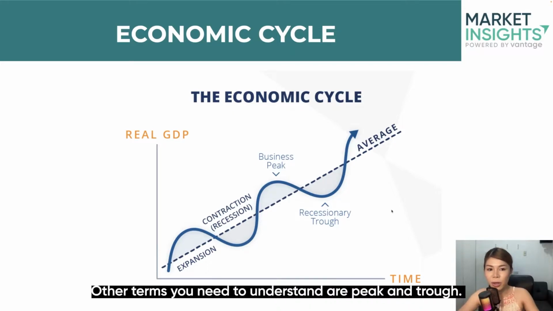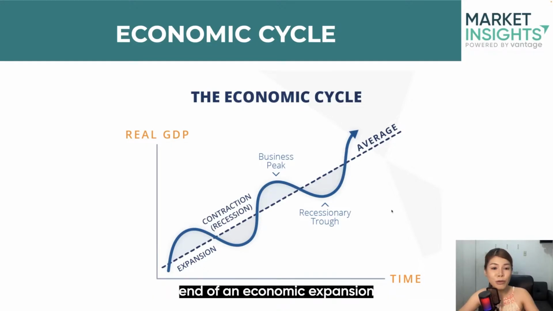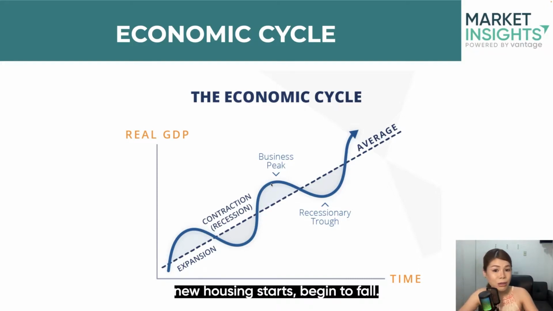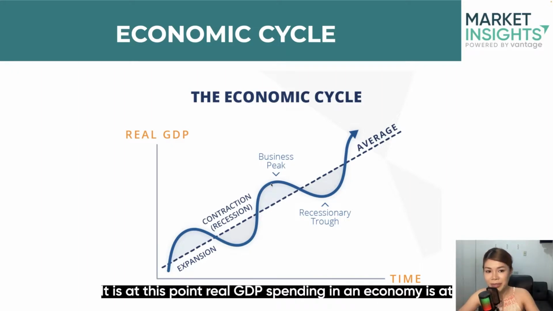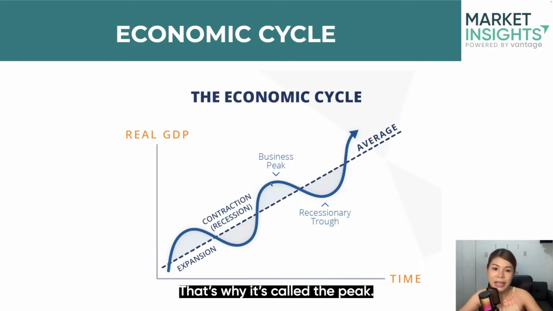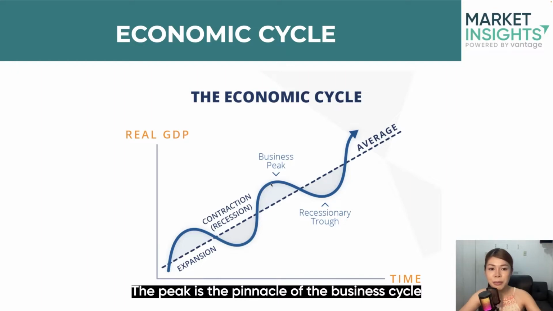Other terms you need to understand are peak and trough. A peak is the highest point between the end of an economic expansion and the start of a contraction in a business cycle. Here's your peak. The peak of the cycle refers to the last month before several key economic indicators, such as employment and new housing starts, begin to fall. It is at this point that real GDP spending in an economy is at its highest level. That's why it's called the peak. The peak is the pinnacle of the business cycle and its opposite is the trough.